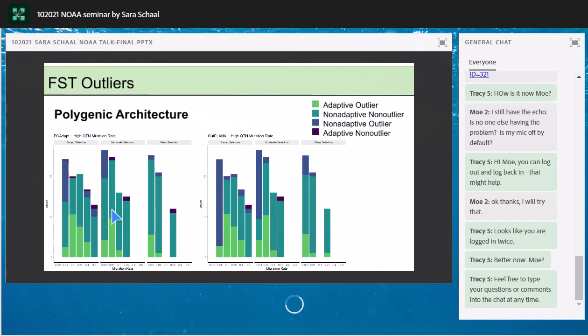And so just summarizing that across our parameter space, we have Outflank on the right, PCAdapt on the left, and the colors that you want to pay attention to. The green means they did it correctly, so adaptive outlier and a non-adaptive outlier. And the darker colors, the blue and the purple, are when these programs called a non-adaptive inversion as an outlier or an adaptive inversion as a non-outlier. And really, I'll just say overall, these did really, really well, better than we thought they were going to do, except there were just a few conditions, especially in Outflank, where we had more non-adaptive outliers when migration rate was really low under strong selection and moderate selection.